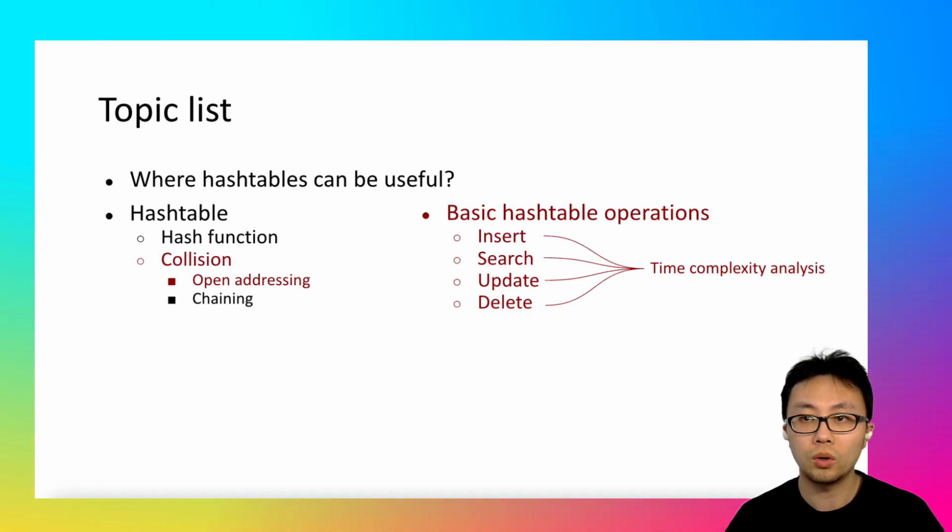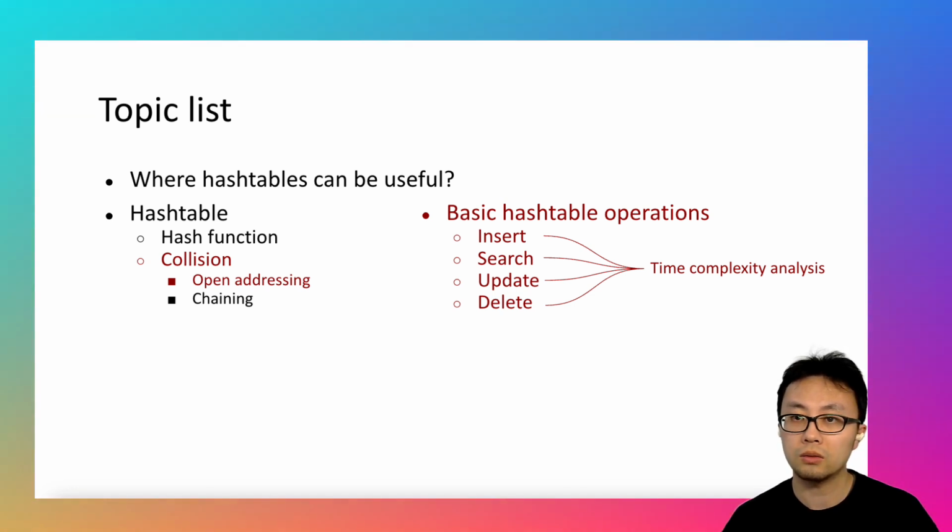Now you understand what open addressing is, how it's used to handle collisions, and the implementations of the basic operations of hash tables. In the next video, we will explore chaining, a different way to address collision, and how that will change the implementation of hash tables.